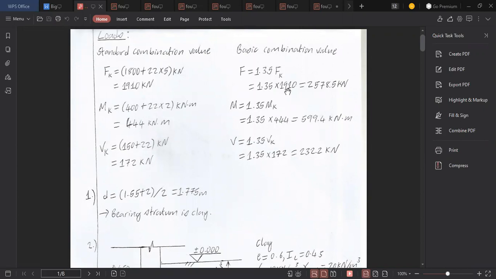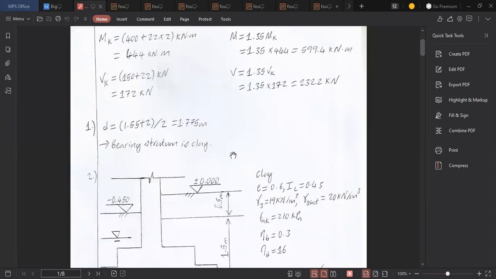For the basic combination value, you multiply these values times 1.35. So for FK, you find F by multiplying FK by 1.35. MK, VK, same thing. Then from there, to answer question one.